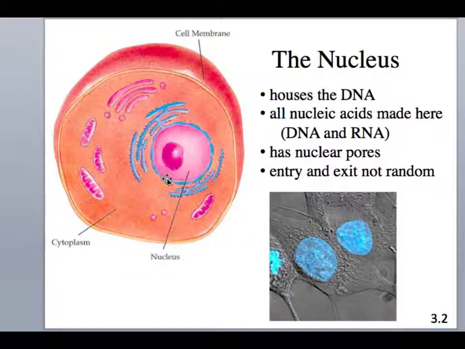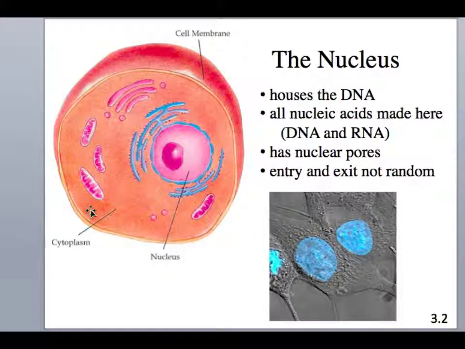The nucleic acids are made here, so the DNA and the RNA are made here, but the RNA can exit through nuclear pores. And depending on what kind of RNA we're talking about, it has different functions. The entry and exit into and out of the nucleus is not random. Different kinds of RNA will enter when it's time for a cell to do a certain thing. Different kinds of RNA will leave when they are ready to go get processed to do something else. So it's not just random stuff entering and accessing the DNA and doing whatever it wants.